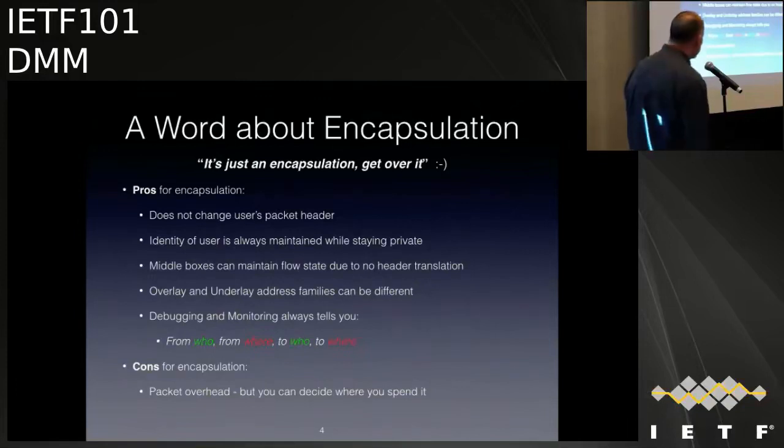Okay. The cons for encapsulation is that you have packet overhead. That is the cost of encapsulation. It's very clear. We use tunnels all the time. I believe we're at the point in the internet generation where we have enough bandwidth and resources that we can deal with this overhead because the features that it gives are pretty powerful.